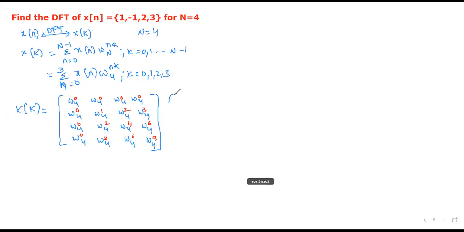Okay. Into what is x of n? 1, minus 1, 2, 3. Right? So now, finding the Twiddle factors, and in this sum the main thing is matrix multiplication; the remaining we can solve.